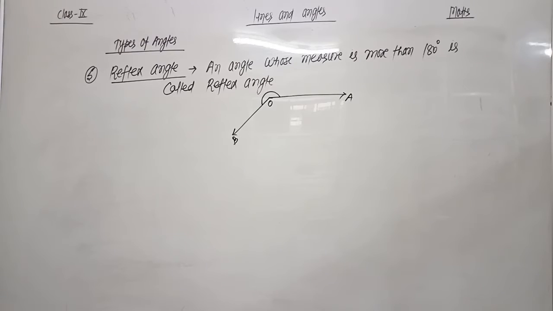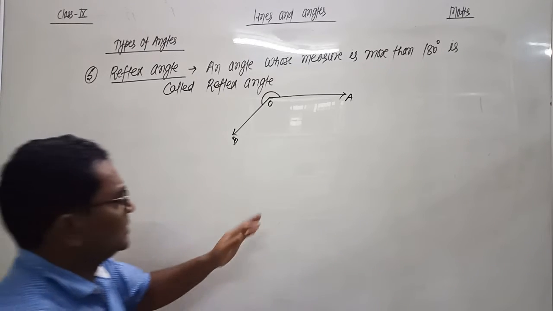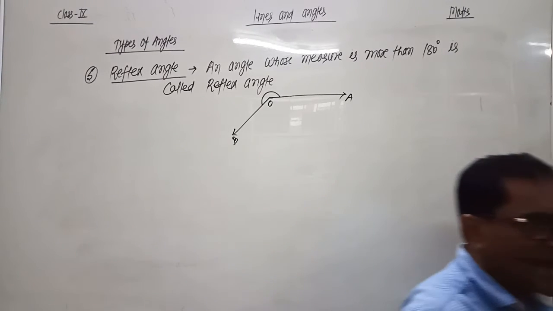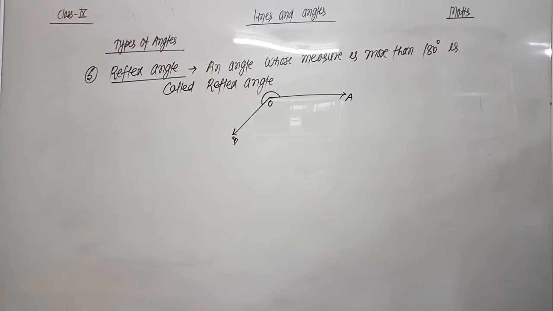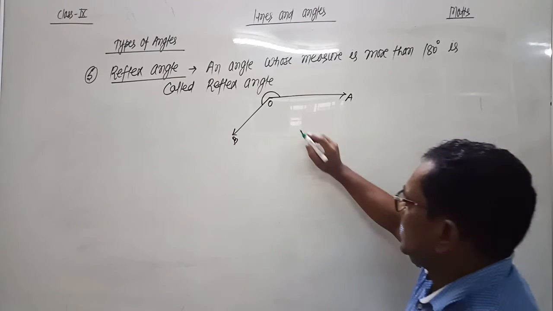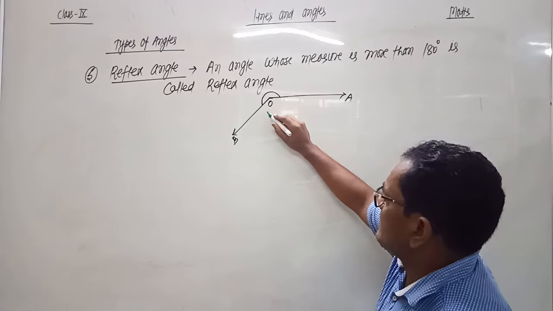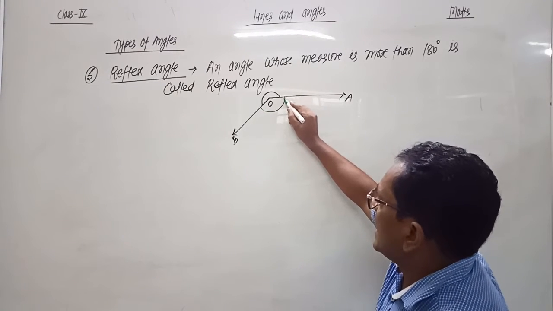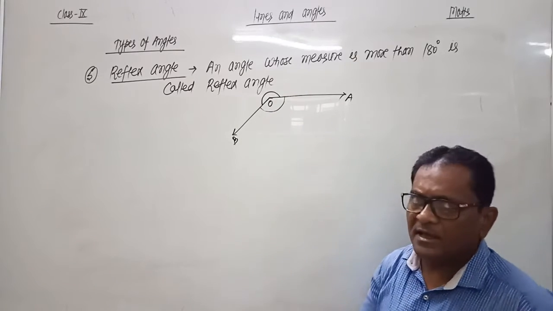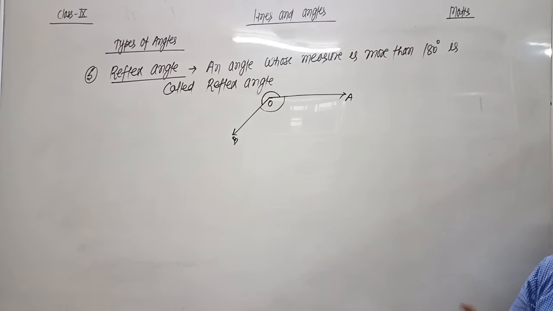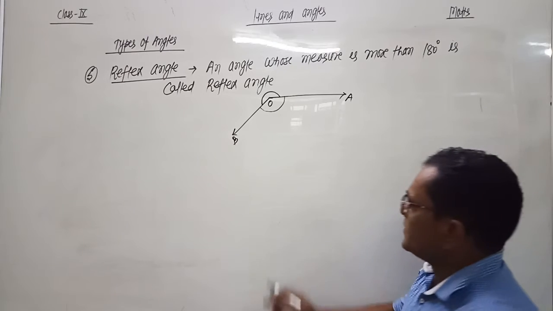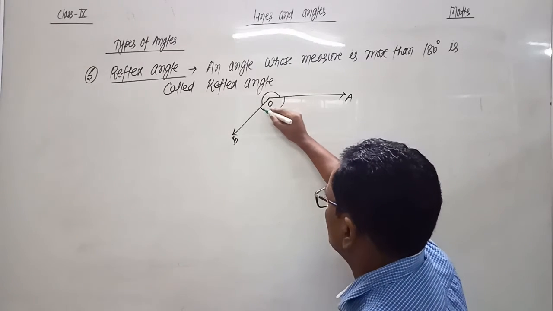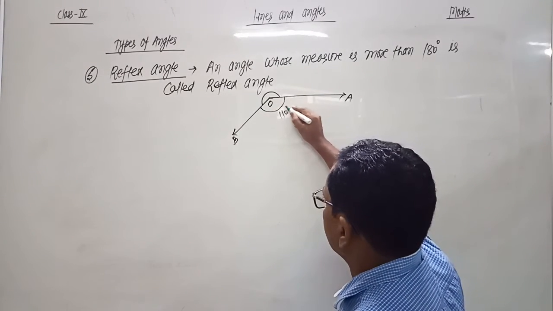Then we find the reflex angle from the interior angle. One important thing: suppose you have the interior angle given. So this is the interior angle, and this interior angle is less than 180. Suppose this angle is 110 degree.